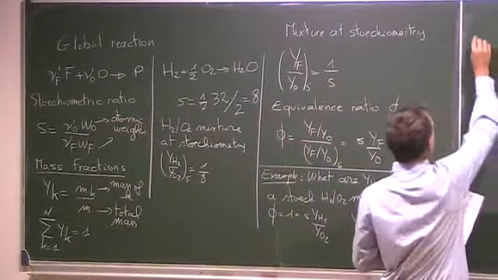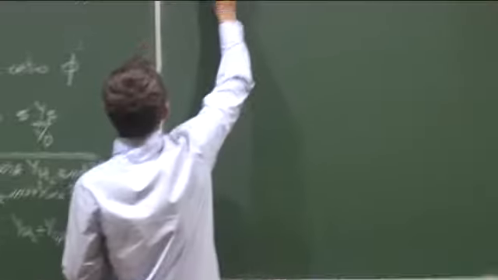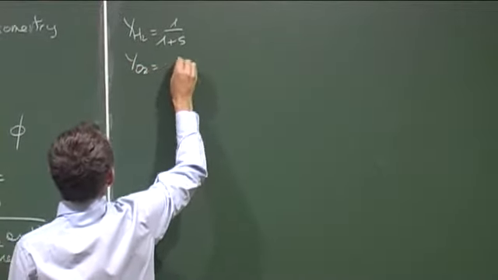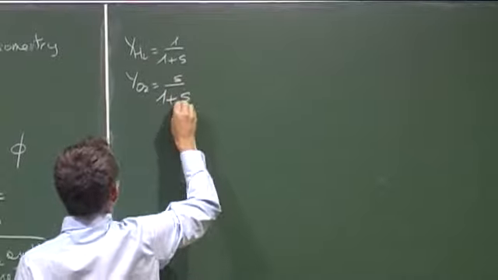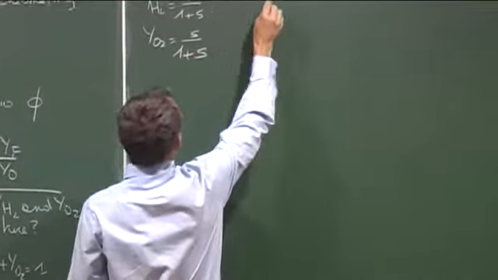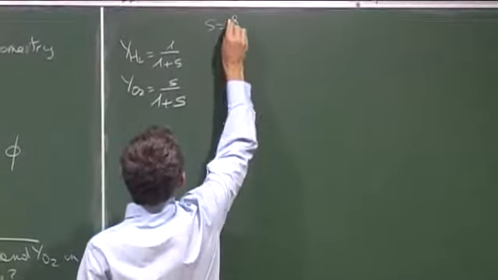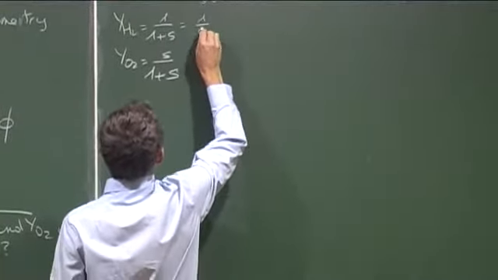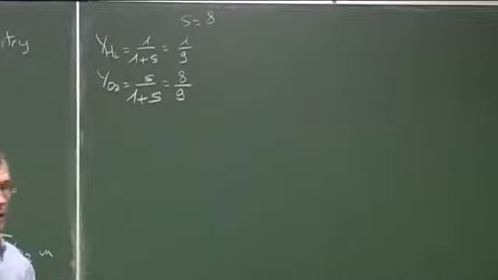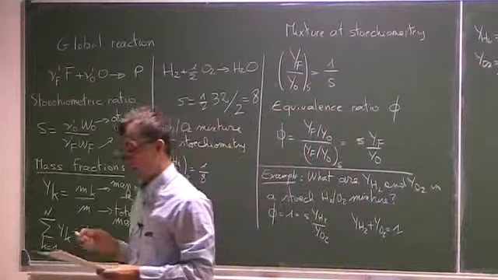And this is what you obtain. Y_H2 equal 1 over 1 plus S, and Y_O2 equal S over 1 plus S. In the case of H2/O2, S equal to 8, so this is equal to 1 over 9 and 8 over 9. And the ratio of these two things, of course, is 1 divided by 8.